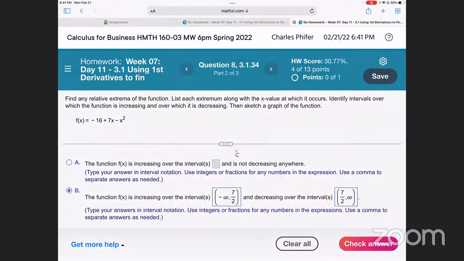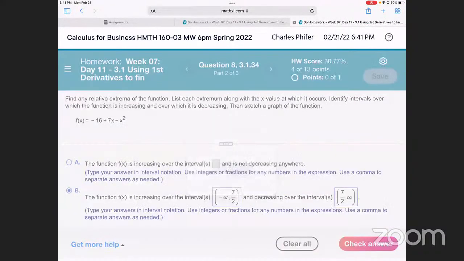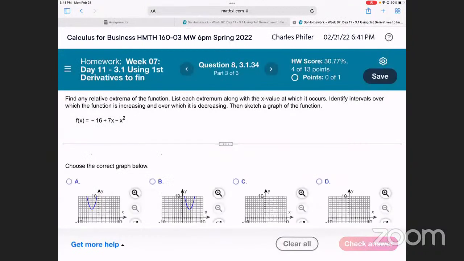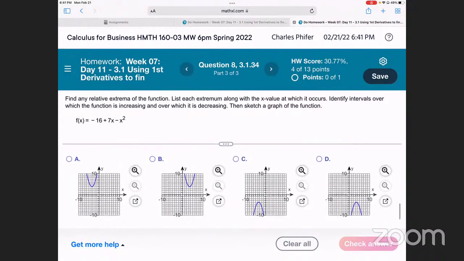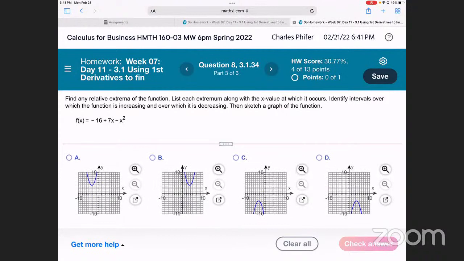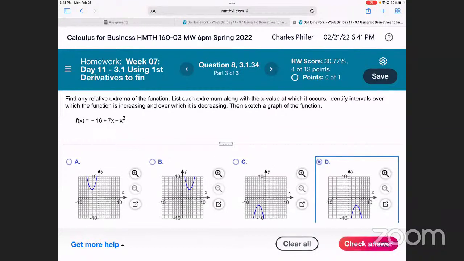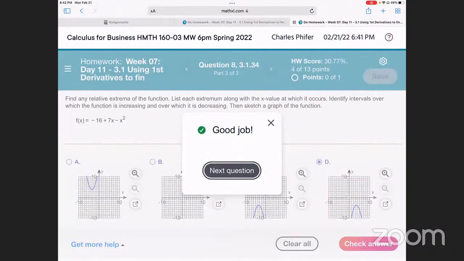Let's see how to do that. And then we said it went from increasing to decreasing, so it can't be A and B because those are going from decreasing to increasing. And then 7/2 is like 3.5. So between C and D, it's going to be D because the peak is at the right x value. The peak on C is at the wrong x value, positive 7.5.